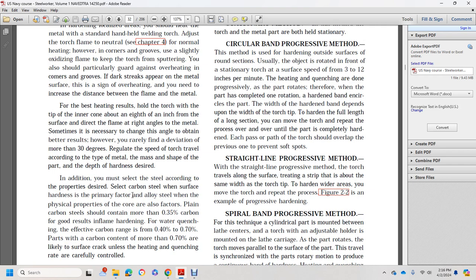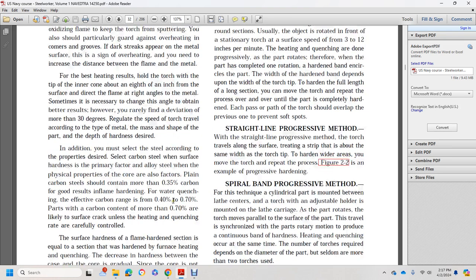In addition, you must select the steel according to the properties desired. Select carbon steel when the surface hardness is the primary factor, and alloy steel when the physical properties of the core are also factors. Plain carbon steel should contain more than 0.35% carbon for good results in flame hardening. Water quenching is effective with a carbon range of 0.40 to 0.70 percent. Parts with carbon content of more than 0.70 percent are likely to crack on the surface unless the heating and quenching rates are carefully controlled.